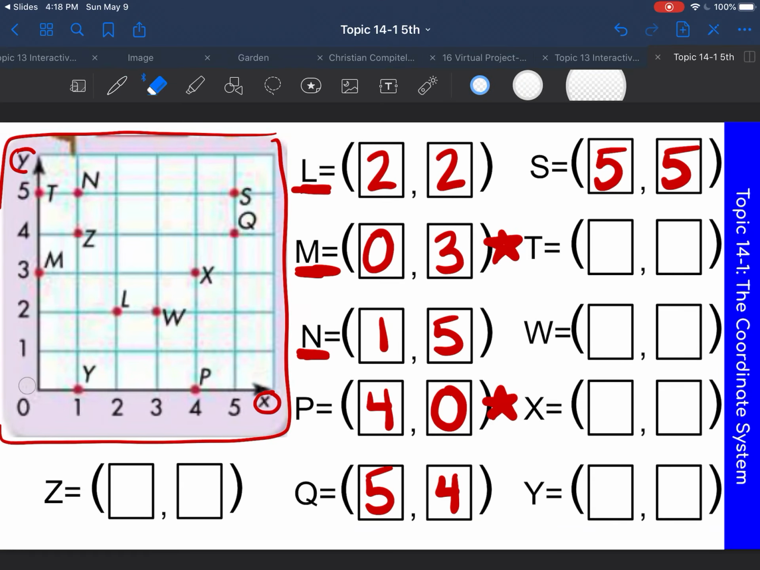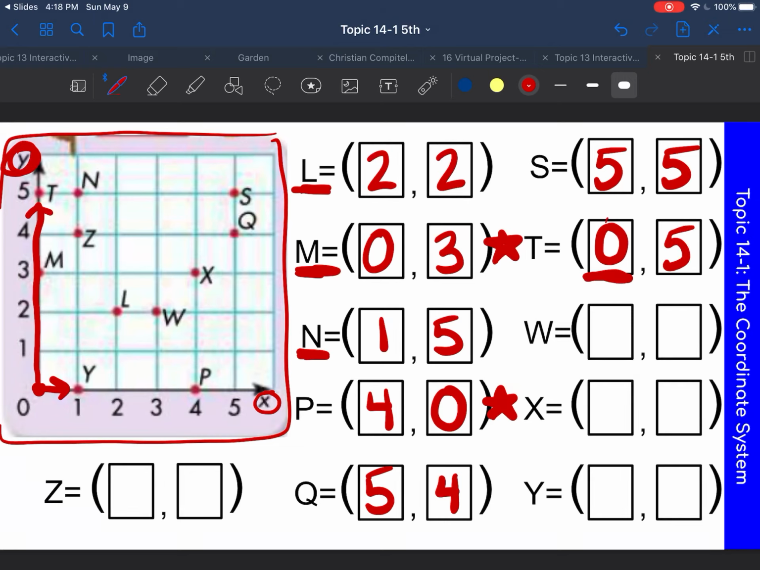T, so again, T, we start at the origin. Do we go over at all on the x-axis to get to T? We do not. So what would be our x coordinate? It would be 0. Now, how many spaces do we go up to get to T on the y? We go 5. So that would be 0, 5. All right, let's look at W. W, we start at the origin. We go over 3 and then up on the y, 2.